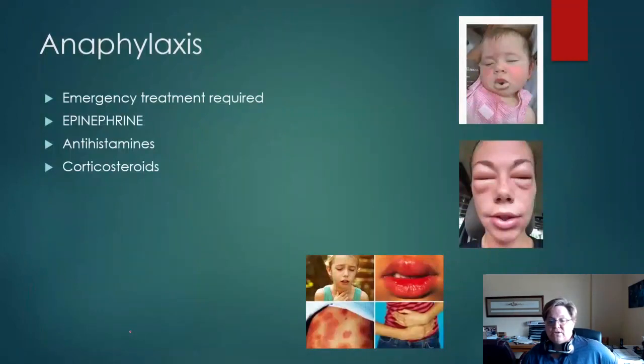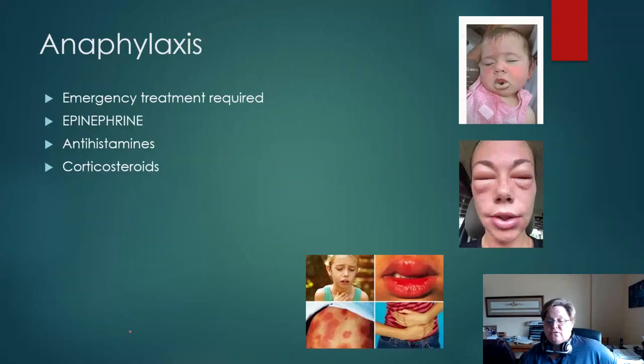So here's some images of possible anaphylaxis episodes. You can see that patients can have swelling in a lot of different ways. They could have belly aches, but it usually comes with something else as well.